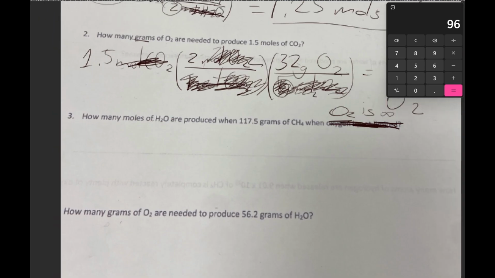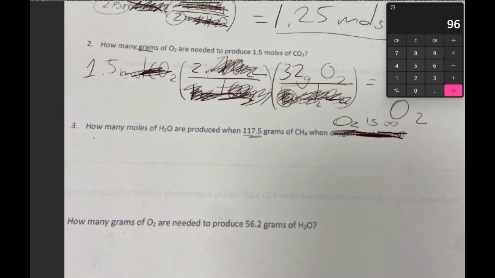How many moles of O2, O2 is what we need, are produced when 117.5 grams of CH4 combines with oxygen, and oxygen is unlimited. 117.5 grams. Remember, you have to label everything because life sucks. Oh lord, let's write our next equation. What do we do? What are we trying to get?